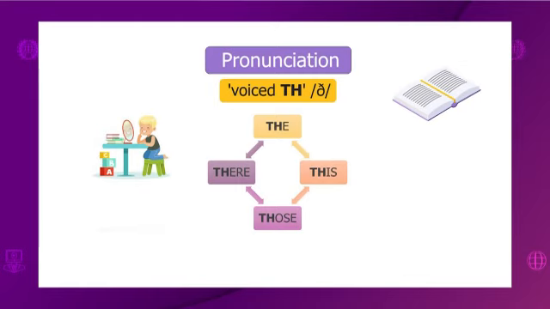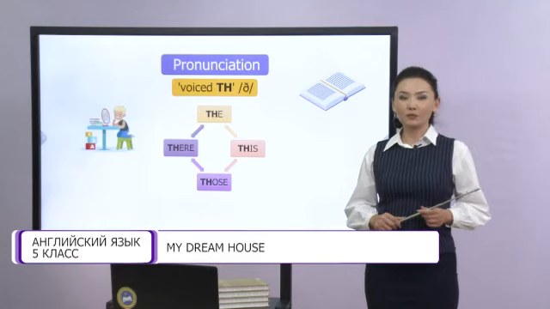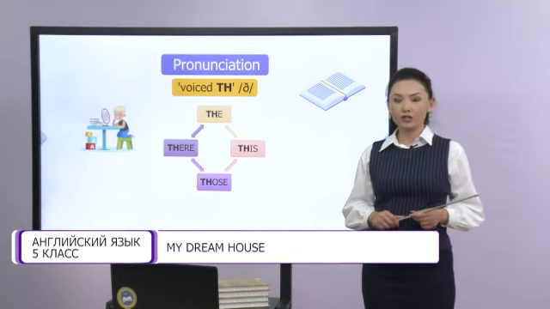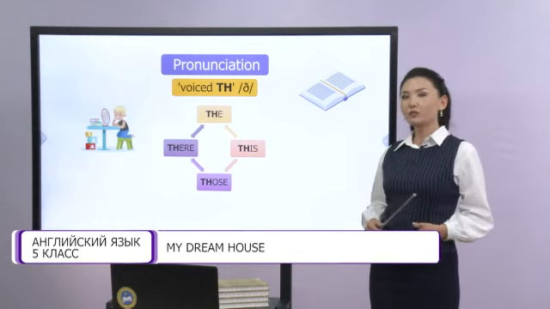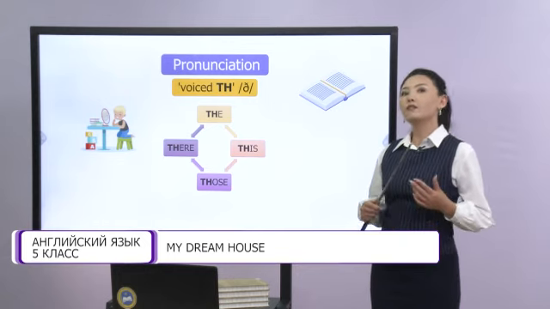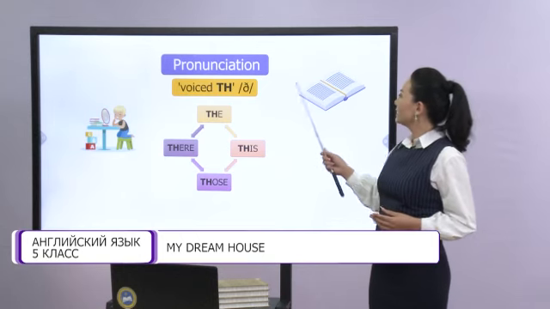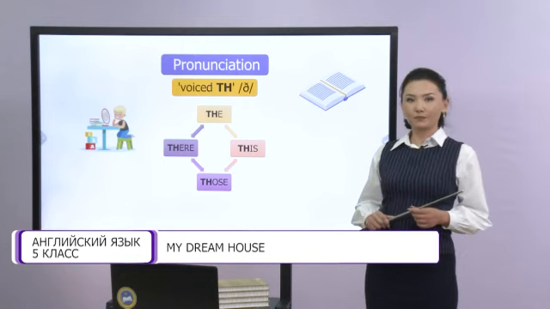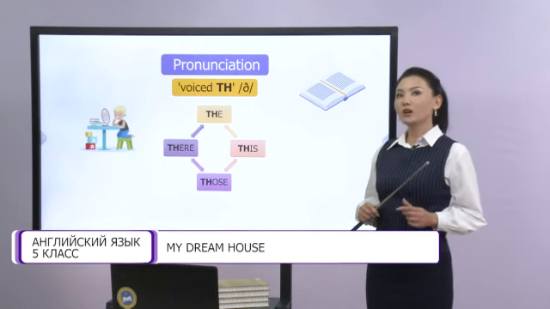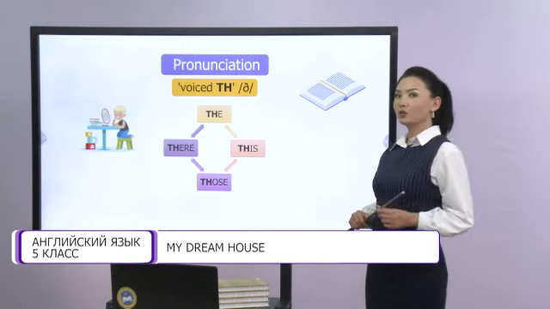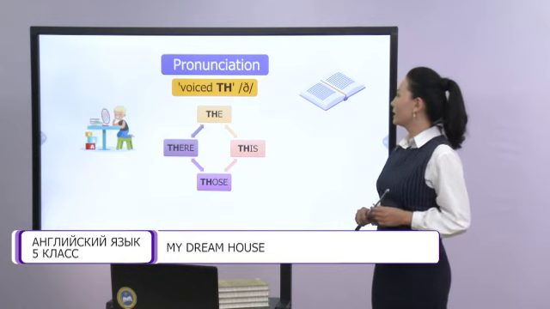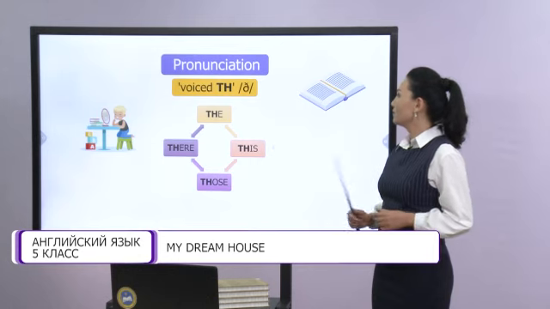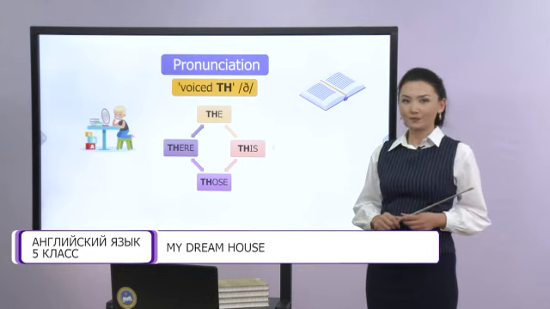So, in the TH letter combination, we have two types of the pronunciation. So, let's pay attention to the pronunciation with the letter combination TH and voiced sound the. This is voiced sound the, which is used in different words like the, there, this, and those.